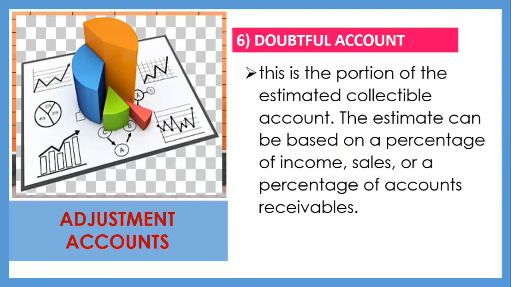And take note, when it is based on income or sales, the business enterprise would determine how much of that income or sales will not be collected, or what the effect of the possible uncollectible accounts is to its earnings. So in order to use this method, we need to multiply the amount of net credit sales with the estimated percentage of accounts that cannot be collected. So in order for us to better understand this, let us have an example.